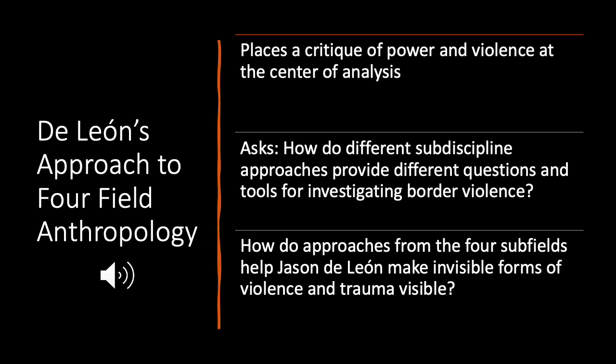And as we do this, remember that part of his point is going to be that the language of policy sanitizes that violence to make it look invisible. So then how do these different anthropological approaches work together to help make those invisible forms of violence and trauma visible again? How do we take that violence that has been naturalized, that has been normalized, that has been made invisible, and how do we make it visible once again?